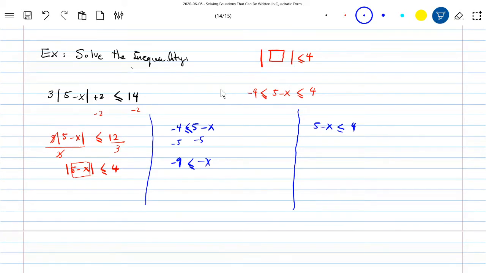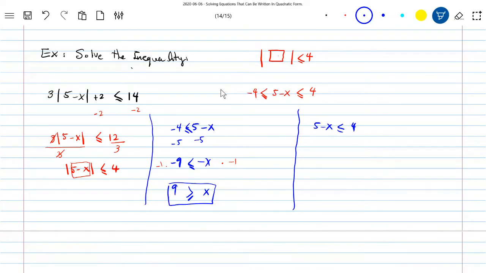How do I get rid of the negative sign? I'll multiply negative to both sides. If I multiply a -1 on both sides, what do we get on the left side is 9. Right side becomes x, but since you multiply a negative sign, you have to flip the inequality. So this is your solution to the left side.